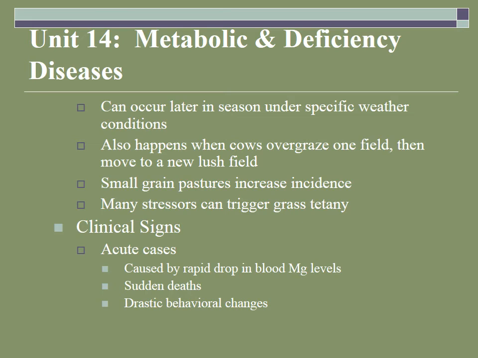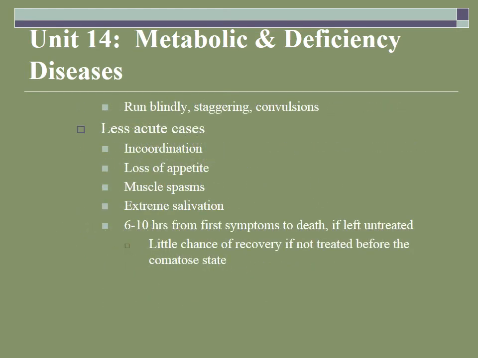Clinical symptoms in acute cases: we see really rapid drops in blood magnesium levels, and you can find even sudden death here, but lots of times drastic behavioral changes. They stagger or run blindly or have convulsions or do what they call stargazing, which is kind of standing and staring at the sky with their head swaying left and right. Some funny things come along whenever we look at grass tetany. So don't just assume that cow is just acting weird. There may actually be a reason behind it, especially if you're out on lush pasture.